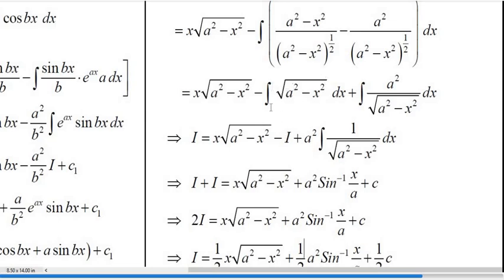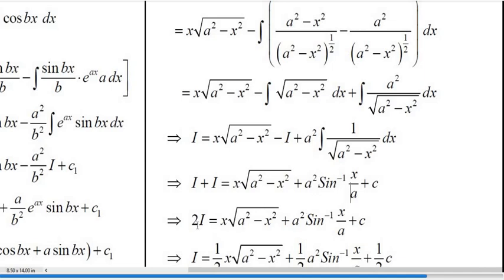We know that I is equal to the integral of square root of a square minus x square dx, plus a square times the integration of 1 over square root of a square minus x square. This minus I we shift from right to left, and its sign will be changed into positive. I plus I is 2I, and we know the integration of 1 over square root of a square minus x square is sine inverse of x by a.